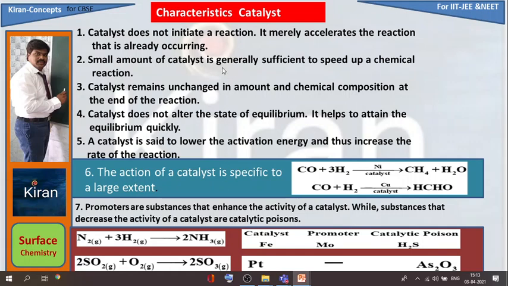We have to use a small quantity. All catalysts are highly specific, and catalysts are also used as promoters and catalytic poisons. This catalyst chemical substance will not change the chemical composition, and it will not be involved in the chemical reaction. It either increases the rate of reaction, decreases the rate of reaction, or moderates the rate of reaction.